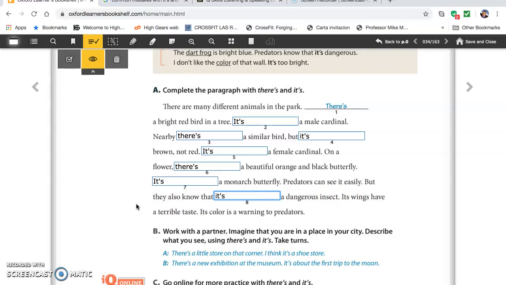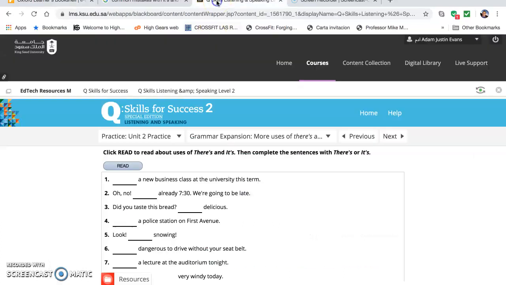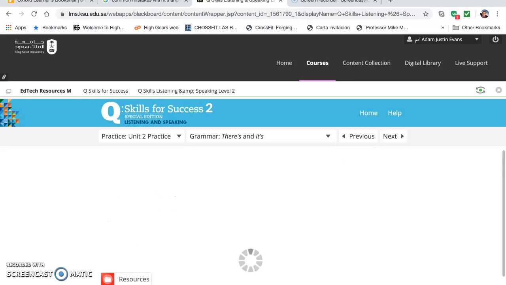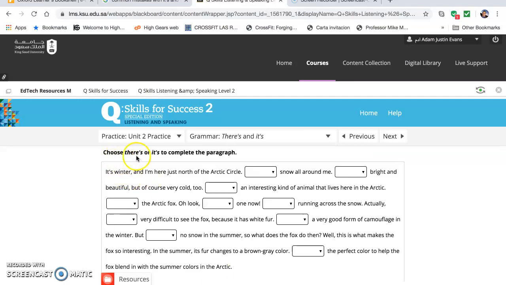Now finally, I would like you to go to the LMS, please, in Unit 2. So let's take a look. This is what I want you to look at in Unit 2. I would like you to go to the grammar section, which is this one, and choose there is or it to complete the paragraph. So let's have a look.